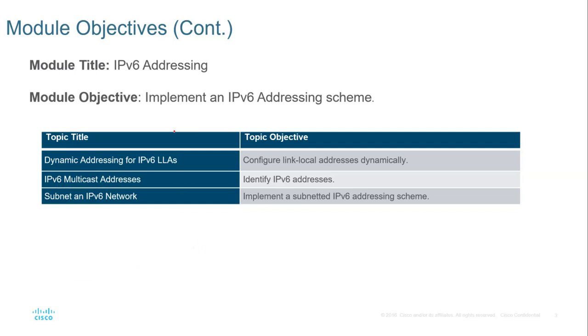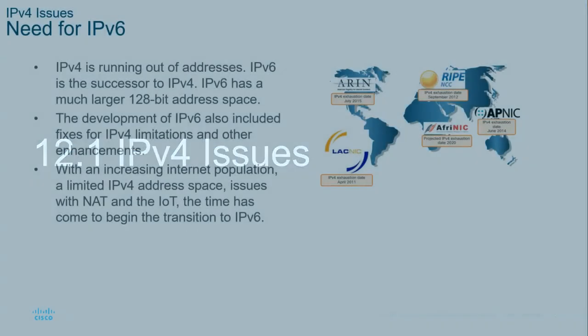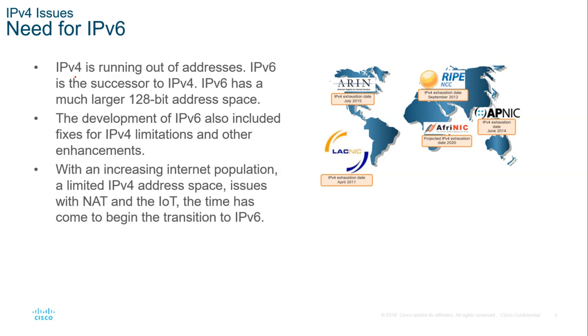So the module objective: implement IPv6 addressing scheme, and within this we're going to look at dynamic addressing, implementing IPv6 addressing, and other dynamic addressing for IPv6 link local address, then IPv6 multicast address, and then subnet and IPv6 network. So issues with IPv4: IPv4 is running out. IPv6 is the successor to IPv4.